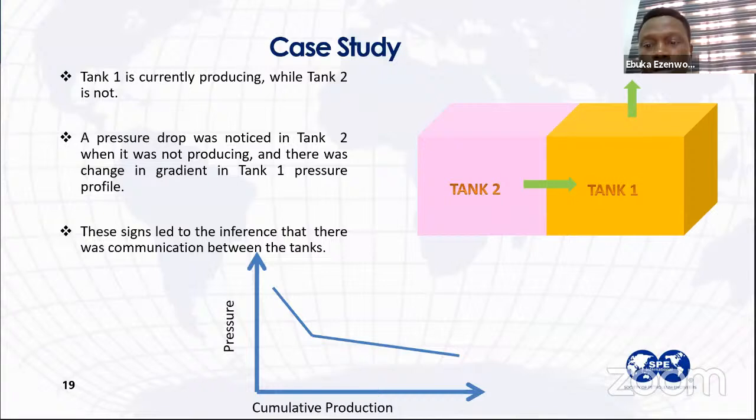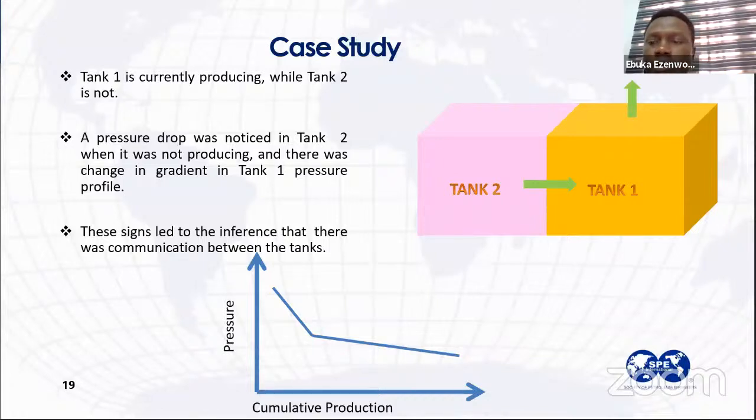So over time, when the engineers that own this field went to acquire pressure on tank 2, they noticed that the pressure has dropped from the initial pressure. Meanwhile, there is no production in tank 2. So why is the pressure dropping? Remember, at the beginning of my presentation, I said there are signs that reservoir engineers can see that will let them know that there could be a possible multi-tank scenario. But until you discuss with your geologist, that is still an assumption because you need to understand the subsurface.